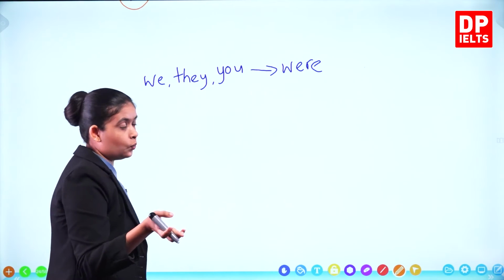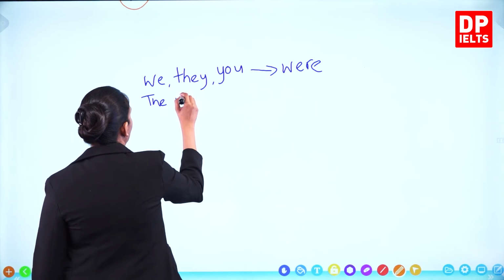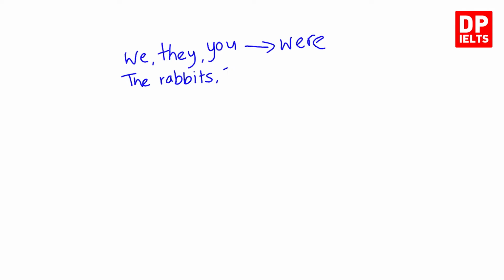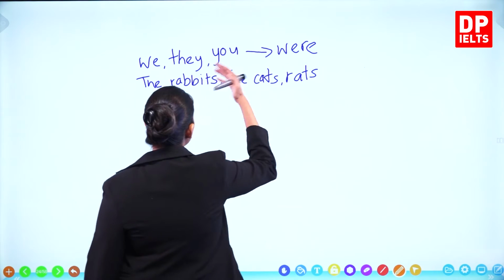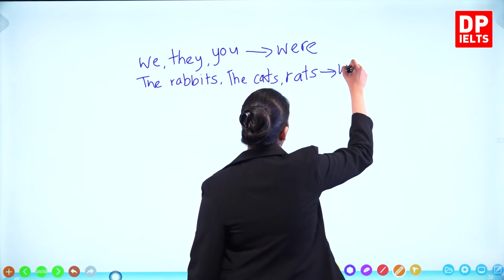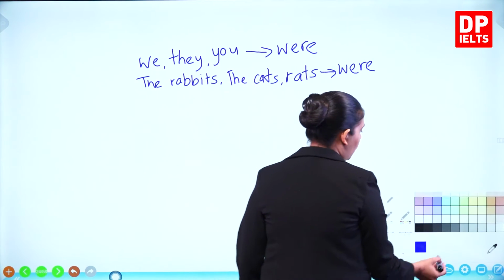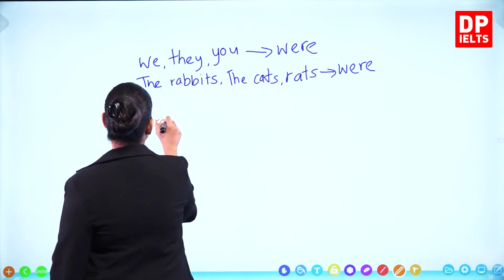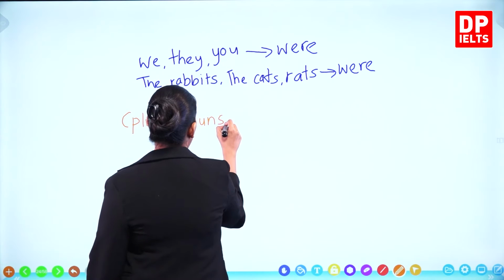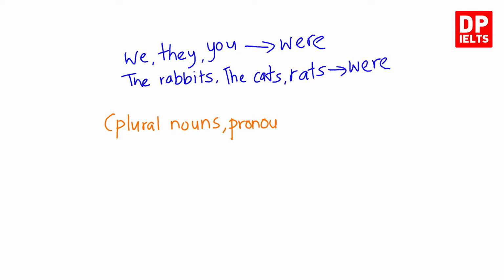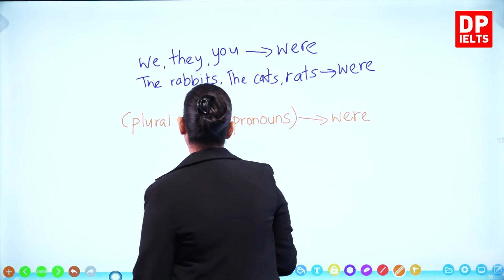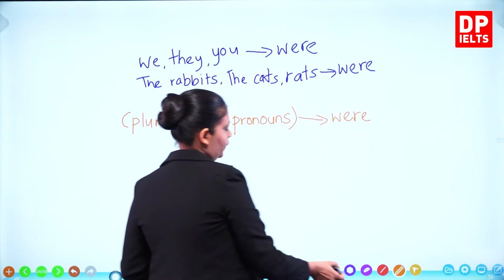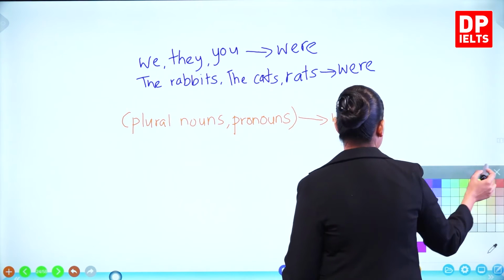You could even use it with nouns. The rabbits. You can say the cats. Or you can say rats. Okay? Plural nouns. We use were. So, what is the rule for plural nouns or pronouns? We use the word were. Okay? So let us have a look at some of the examples.